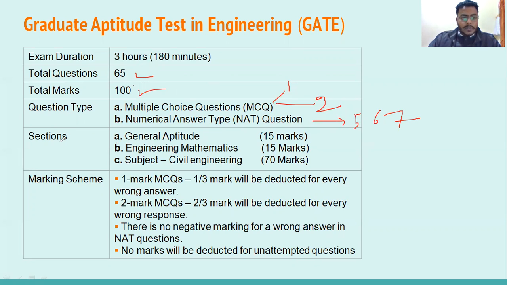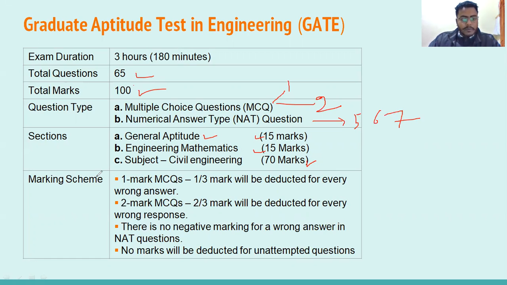All the 65 questions are asked in different sections. The first section is general aptitude, which is for 15 marks. Engineering mathematics is for 15 marks. And for the subject, I'm talking about civil engineering, which is for 70 marks.